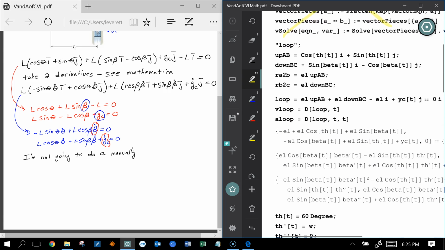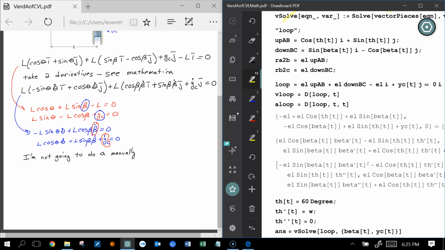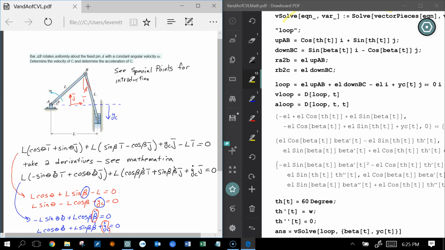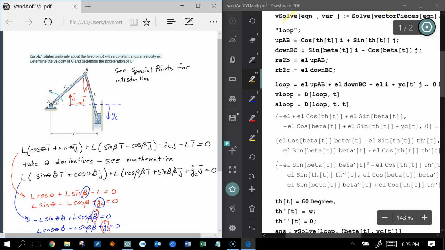Okay, so now I'm using a loop. Just like before, I'm defining some simple vectors to keep track of everything. I'm going to define an up AB. That's a vector that points up the AB link. And if you notice, I've got cosine of the angle theta horizontally, sine of theta vertically. Okay, hopefully that's no surprise. Then I have down the BC link. It's a horizontal of sine theta, cosine beta.